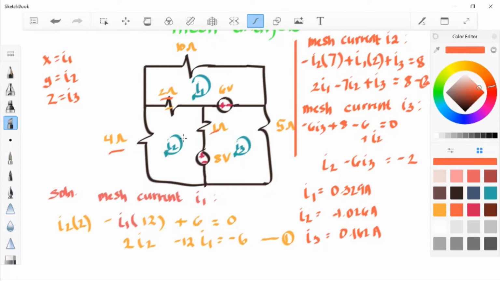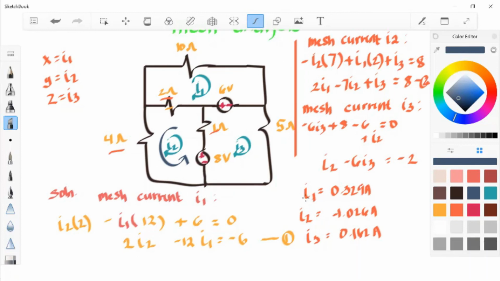So we got a negative value for I2, which only means that the direction of the mesh current I2 opposes the correct direction of the circuit. Therefore, what we must do is simply flip the direction around. That is the correct direction of mesh current I2.